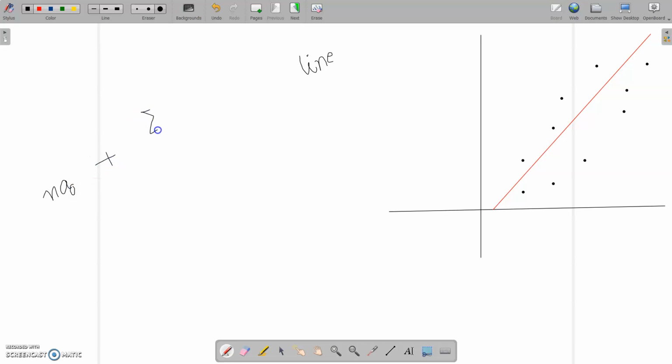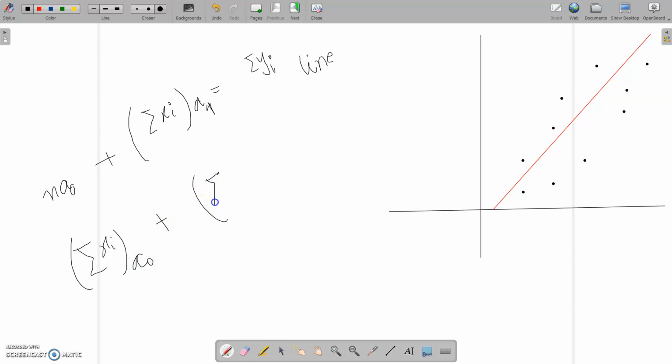plus summation of xi, this was a1, is equal to summation of yi. Okay. Then we had summation of xi a naught. This was after the derivation. It is given in the book. Summation of xi square a1, that is equal to summation of xi and yi.